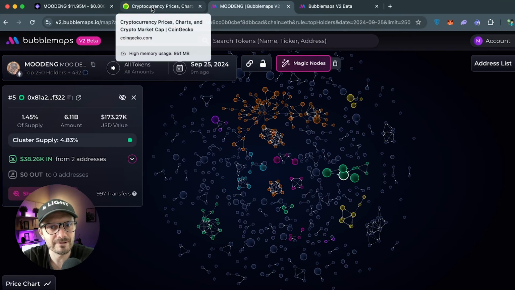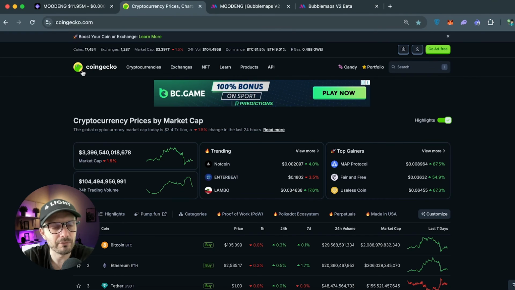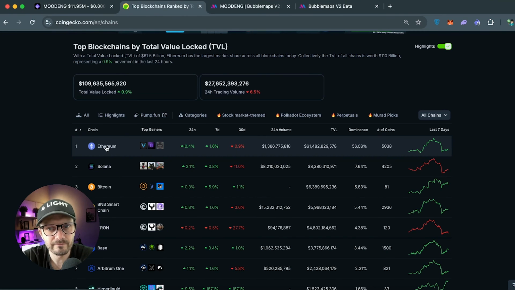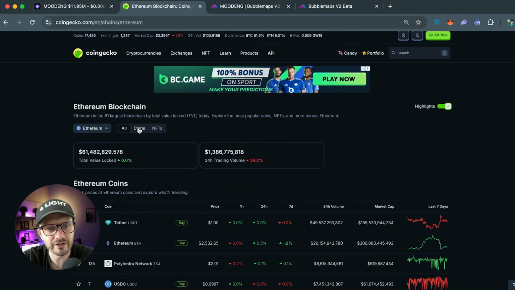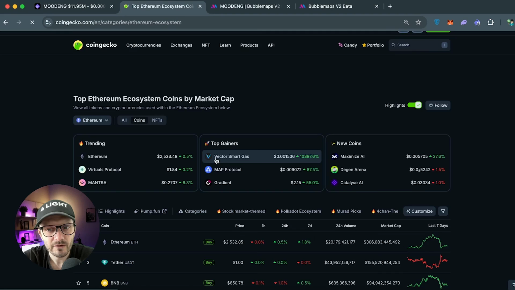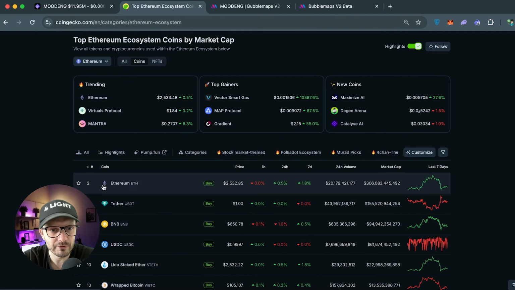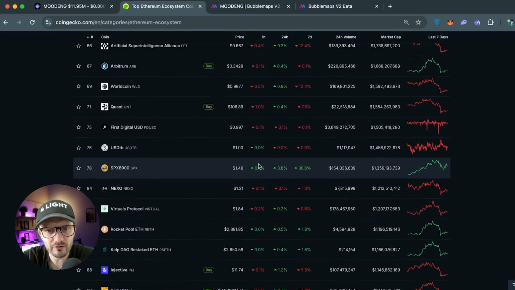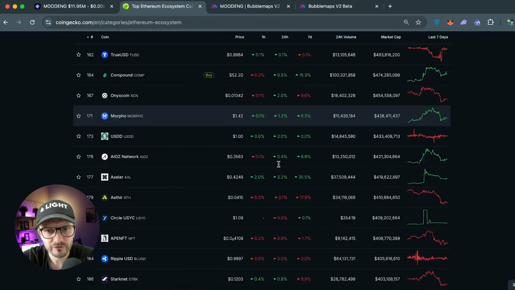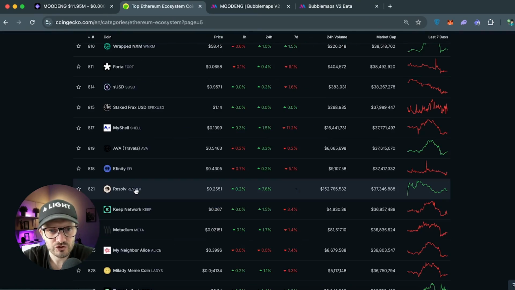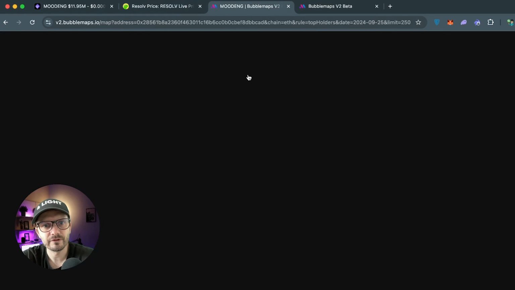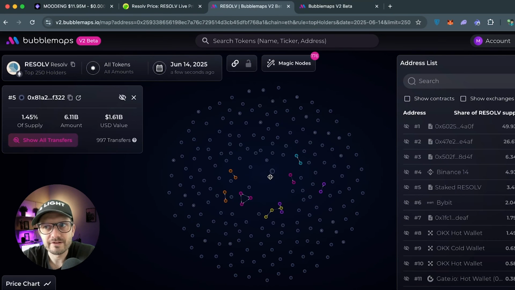If you want to find more tokens, for example, not only the meme sector, you can go to CoinGecko, go to cryptocurrency chains, and choose the Ethereum chain. You choose all coins because we don't need the NFTs. All tokens are sorted by market capitalization: Ethereum, Tether, BNB, and scroll down, 51 pages, I guess, of tokens on Ethereum. We can check the brand new ones, copy the contract address, go into the main page, and double check the distribution.